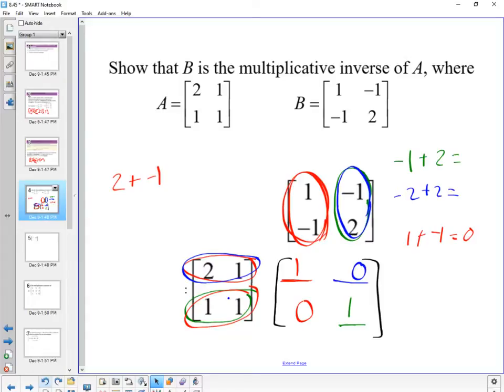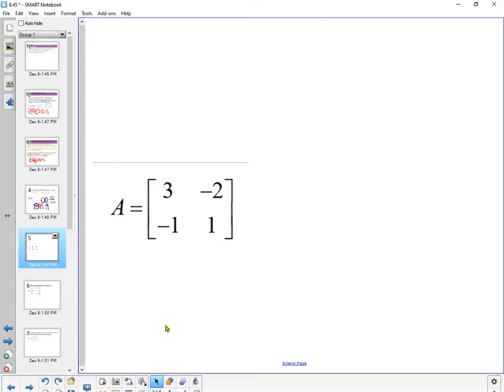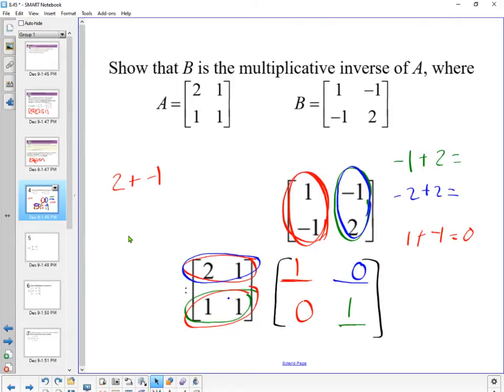A clear row here. Completely changed direction. You guys good? Here's our next one. I want us to find. Let's go back here. Thumbs up, thumbs down. We're good or not good?